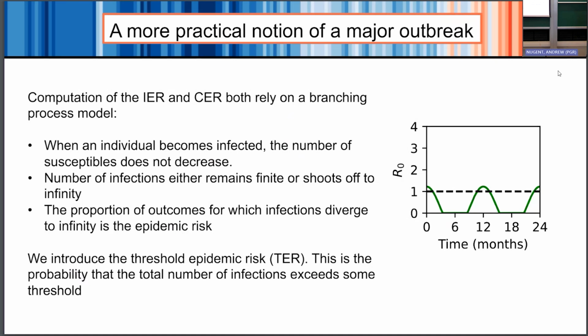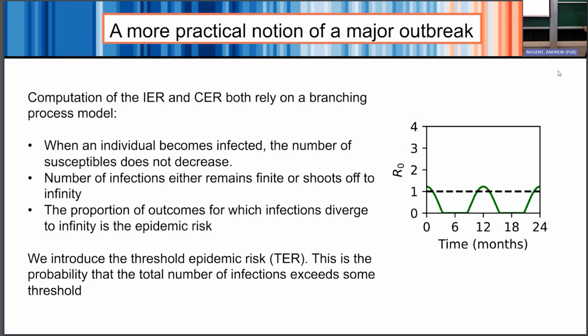And this is a very good approximation right at the start of an epidemic when we've got exponential growth. But as soon as you get out of that exponential growth phase, this approximation becomes quite poor. And so in this way, the number of infections either remains finite and the disease dies out, or it shoots off to infinity because the susceptibles don't decrease.